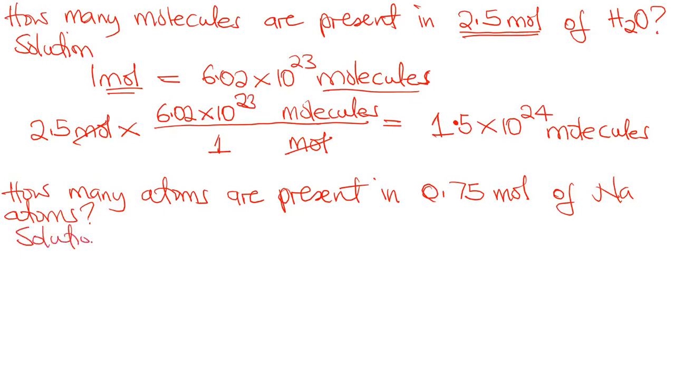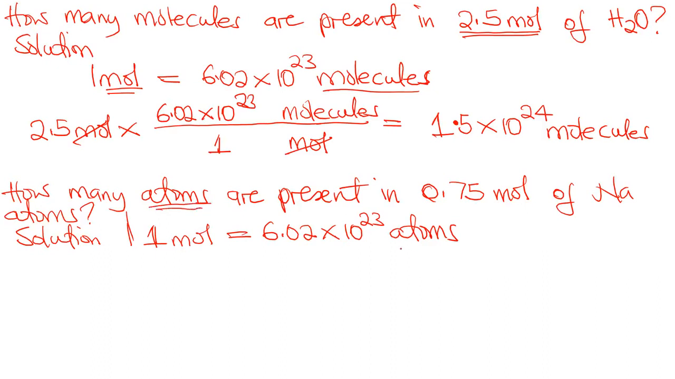So our solution, we will say 1 mole is equal to 6.02 times 10 to the power 23 atoms. So you put whatever depending on the question. Here the question is asking about atoms, which means you need to put atoms here. The previous question was asking about molecules, that's why we put molecules here.